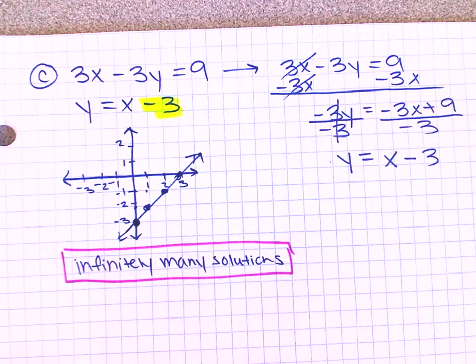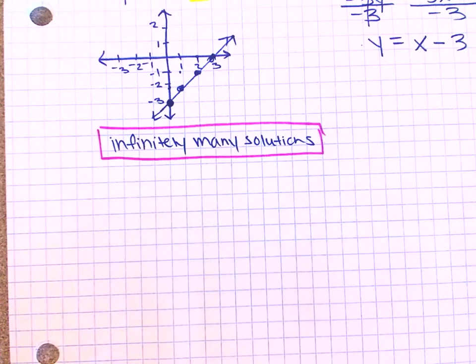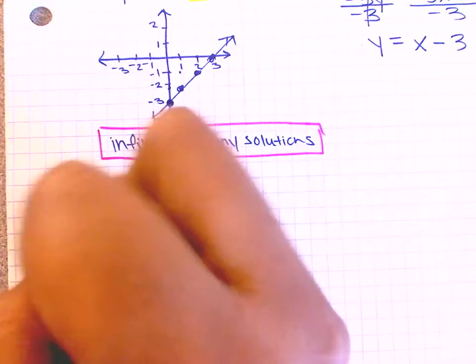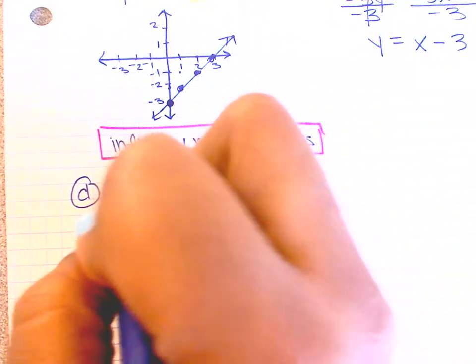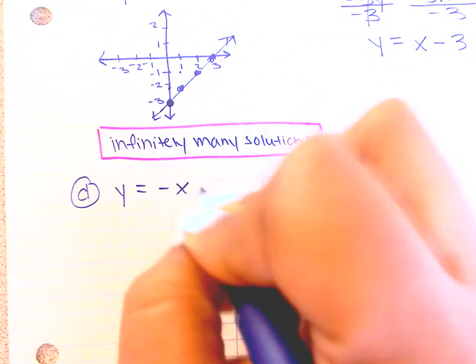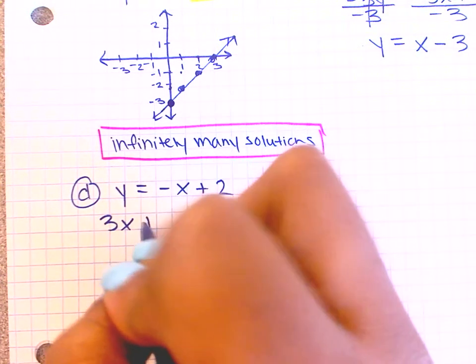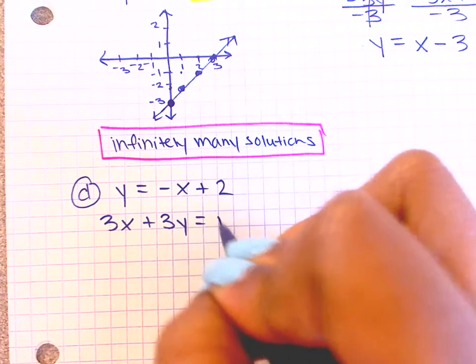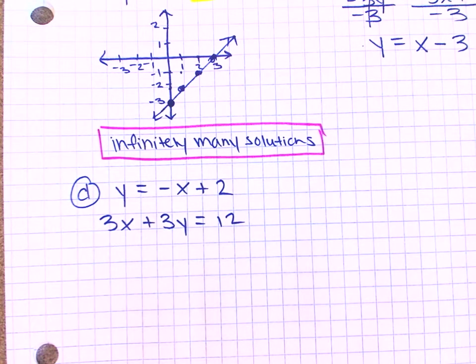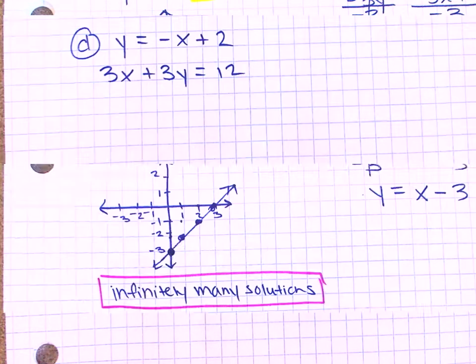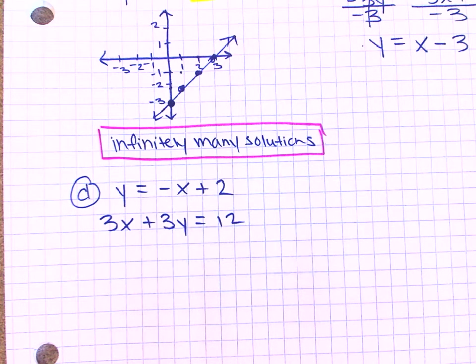Last example on graphing. I'm going to give you one more example on graphing, then we're going to move to substitution. I have y equals -x plus 2. And then they give me, of course, because they want to make it difficult, 3x plus 3y equals 12. So before I even think to start graphing, what do I need to do first? Turn the second equation into slope-intercept form. You're not going to have to do that with substitution. You have to do slope-intercept form because we're graphing.